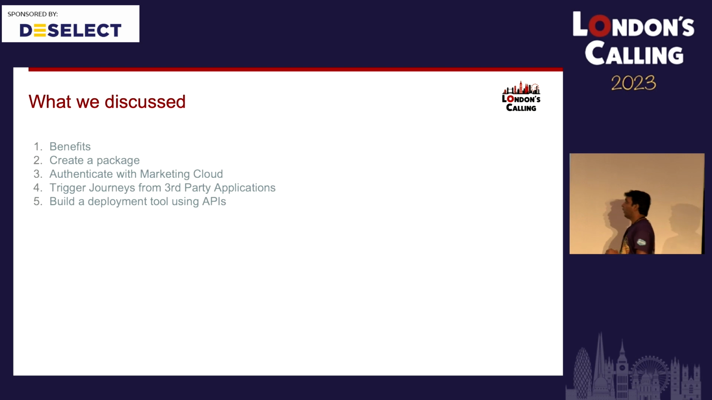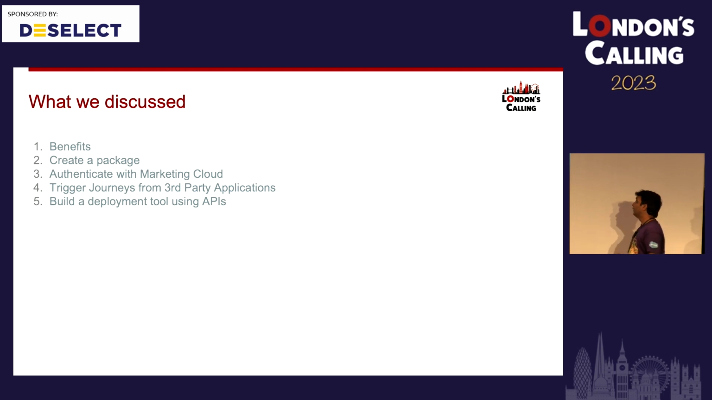So in a nutshell, what all we discussed. One is the benefit of the Marketing Cloud integration, what values it brings. The second is we talked about how to create the package, which will enable you to get client ID, client secret, and authentication URL, which you'll be needing for authenticating to the Marketing Cloud. We looked at how you authenticate to the Marketing Cloud, which will give you the access token, which you require in all the upcoming calls you'll be making into the Marketing Cloud.